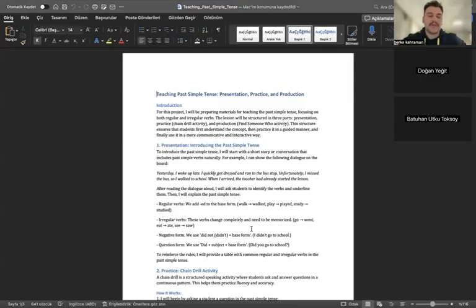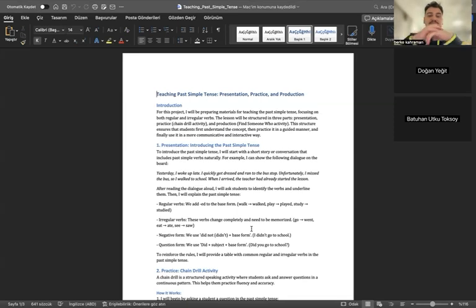Hello, this will be a basic summary of teaching the past simple tense. It's not going to be so long. We will talk about teaching the past simple tense just shortly, and I want to make the introduction part first: why we should teach the past simple tense and how we can apply this process while teaching that topic.